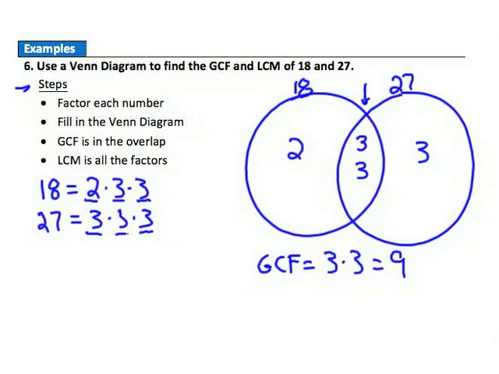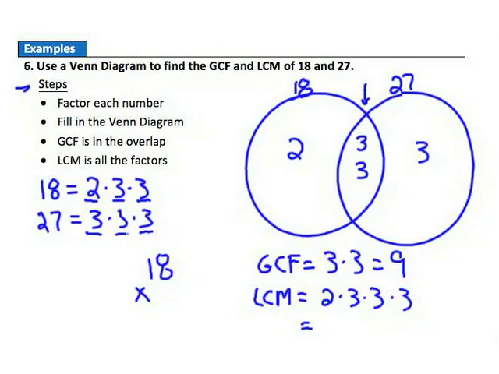Now let's find the least common multiple. Well, the least common multiple, we're going to multiply all of these factors together, all the factors in the Venn diagram. So I'm going to have 2 times 3 times 3. That takes me through the overlap, and then I need one more 3 in that 27 over there. And now I'm just going to multiply those factors together to get my least common multiple. So let's see, 2 times 3 is 6, times 3 again is 18, and 18 times 3, well, we don't know that one right off the bat.